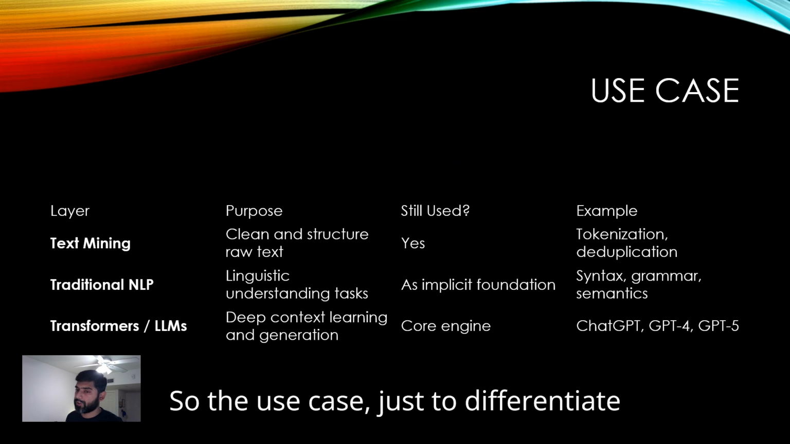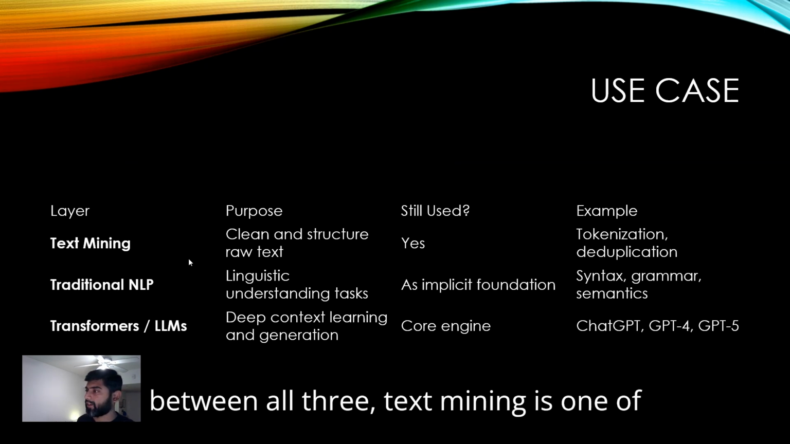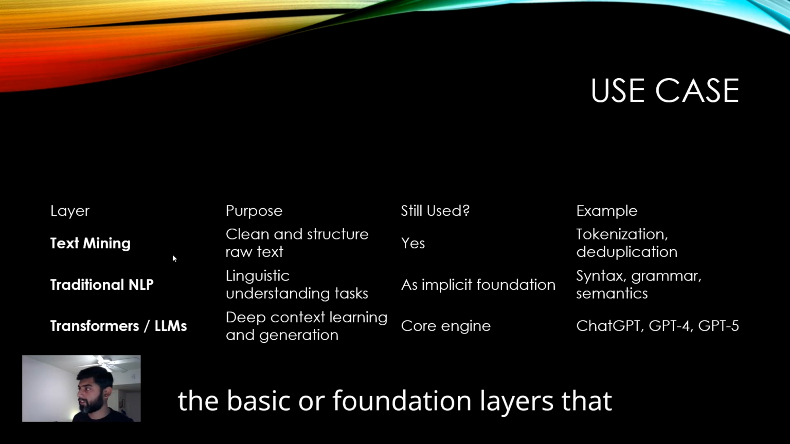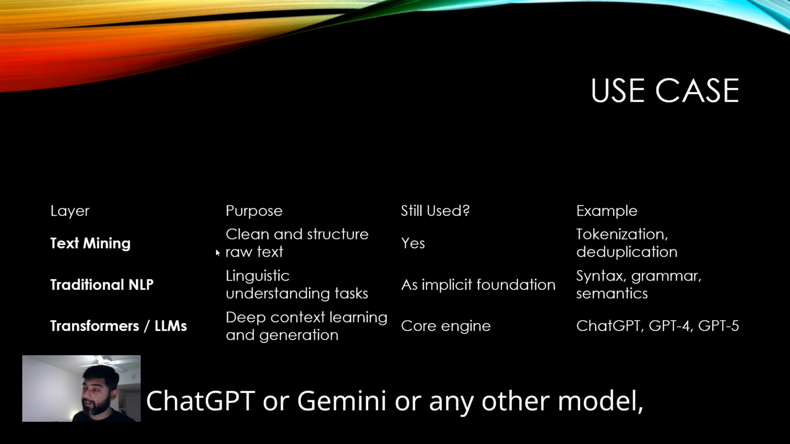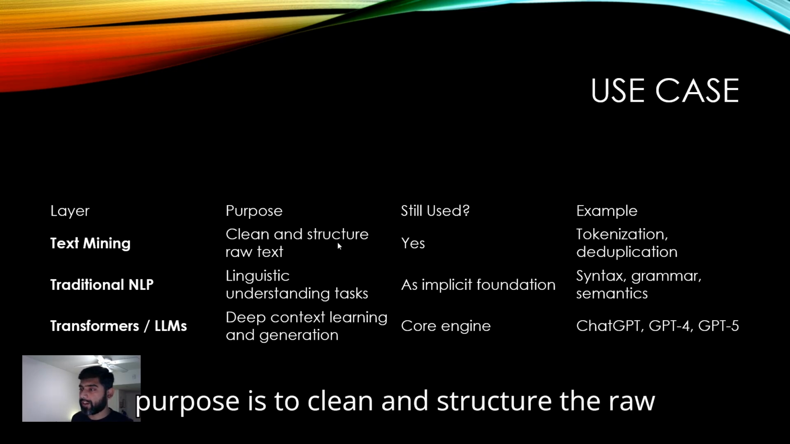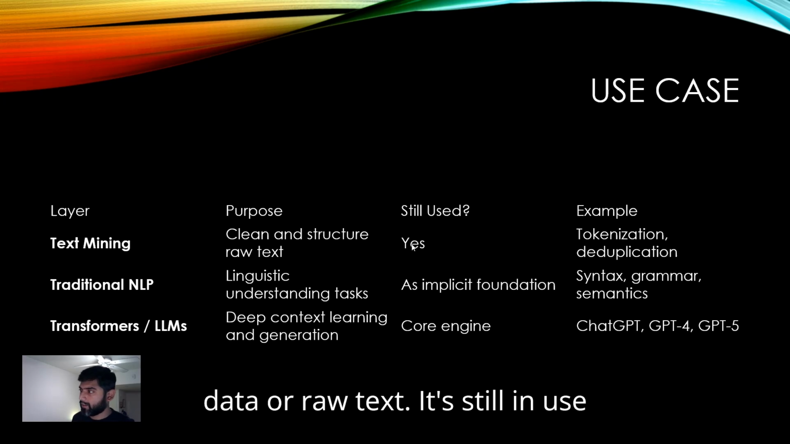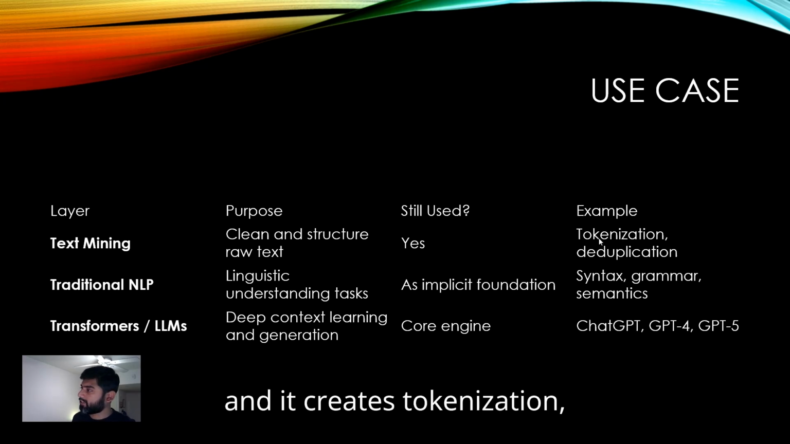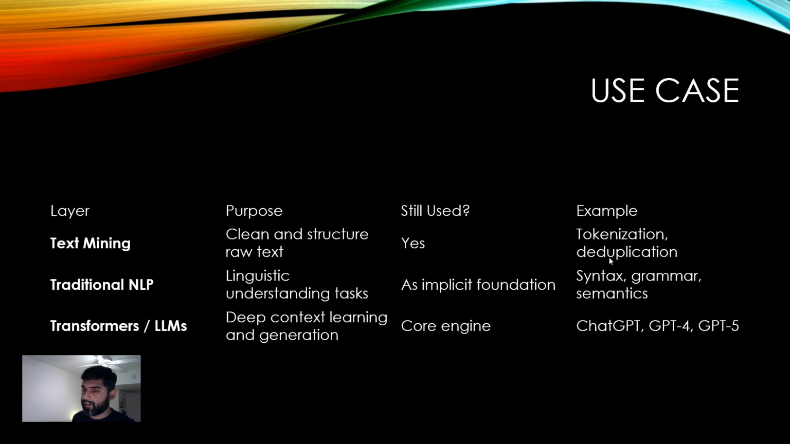So the use case, just to differentiate between all three: text mining is one of the basic or foundation layers that ChatGPT or Gemini or any other model for that matter will work on. The purpose is to clean and structure the raw data or raw text. It's still in use and it creates tokenization, removes duplicated words.